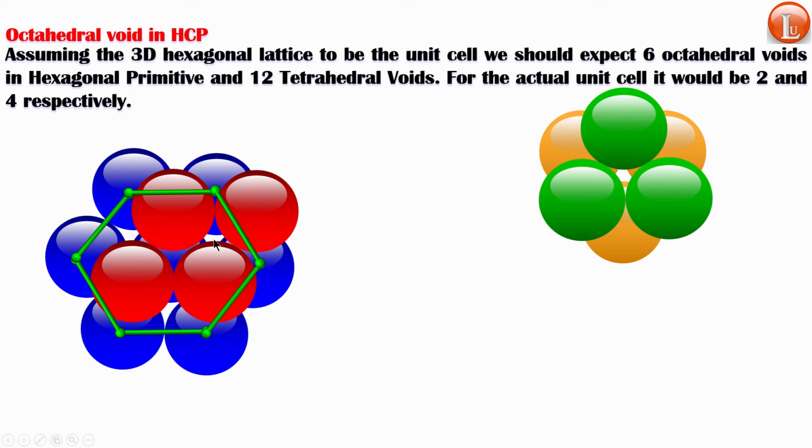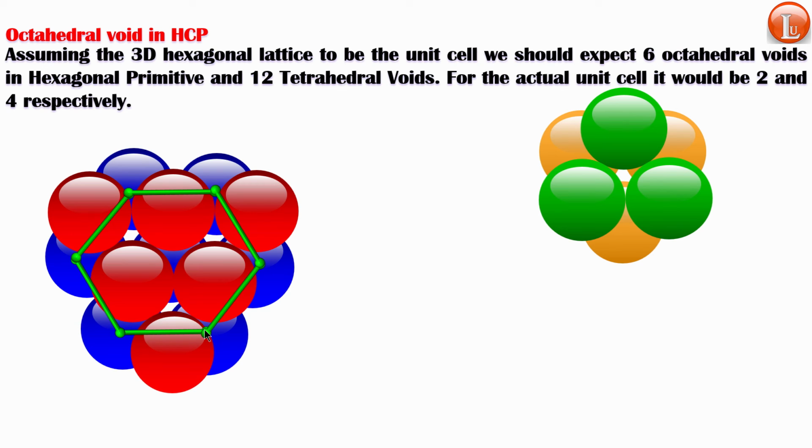Octahedral void number 1. Octahedral void number 2. 3 red, 3 blue. And octahedral void number 3. 3 red and 3 blue. And all these 3 voids are inside the hexagon. And therefore, when I place another layer A on top of this B, I get similar 3 voids. So that makes it 6. And that is what we were expecting. 6 octahedral voids for the bigger one, and 1/3 of that, 2, for the smaller one.